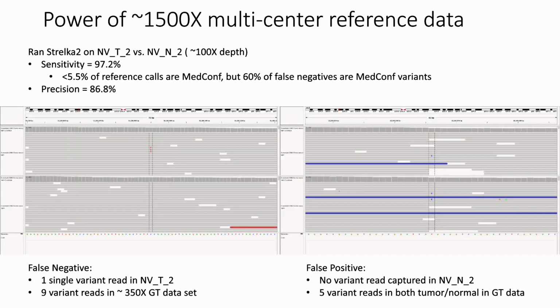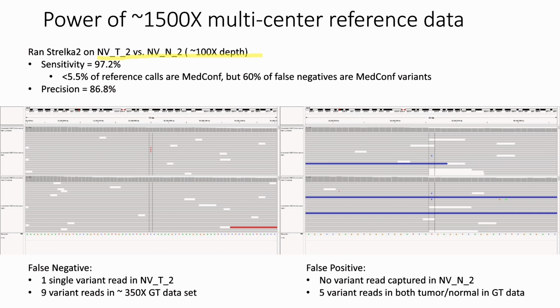As an example, we use a benchmarking software called HAPPY to benchmark the somatic mutation calling of STROGA2 in one of the WGS datasets with the highest sequencing depth among the 21 replicates, the Novartis replicate number 2. It had sequencing depth of over 80x. STROGA2's accuracy was very good on this dataset, with a sensitivity of over 97% and a precision of nearly 87%. 97% sensitivity means that 3% of the calls in our reference call set were missed.